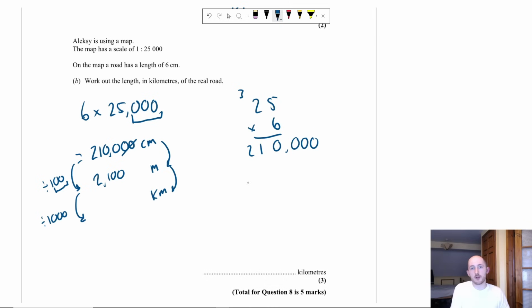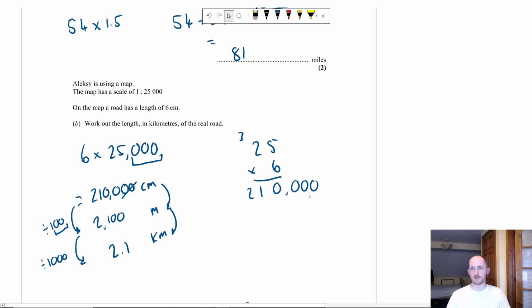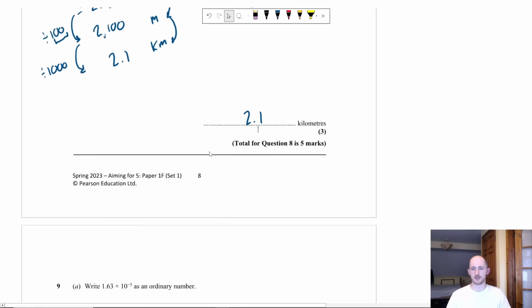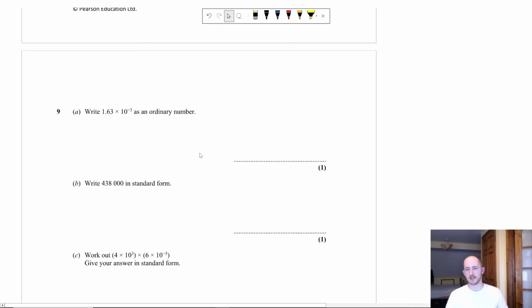Now, 2,100 metres means it must be 2.1 kilometres, right? And that in total is 5 marks. Not too bad, I think. I keep saying that, but if you're finding it tricky, then don't worry too much. For question 9, it's a bunch of standard form.